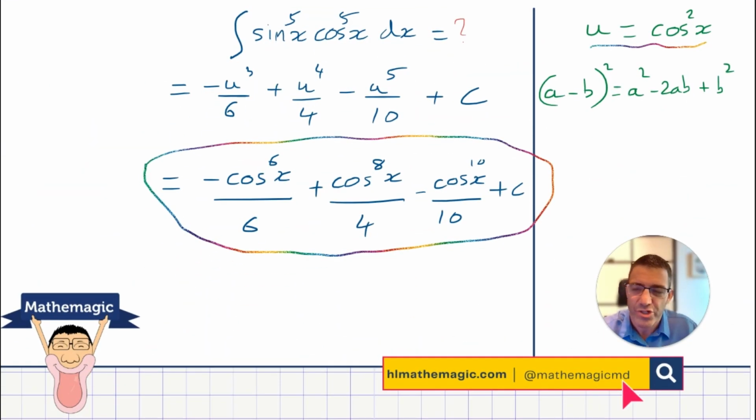Really interesting question. We were able to use substitutions, we're able to use identities, trig identities, and just very good mathematics overall to get to a very solid answer using the restriction from the question, which is to say that u is equal to cos squared x.